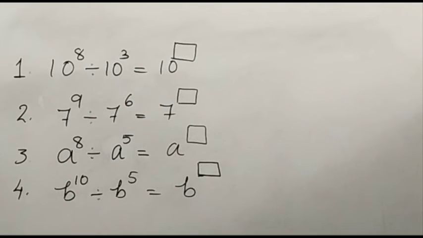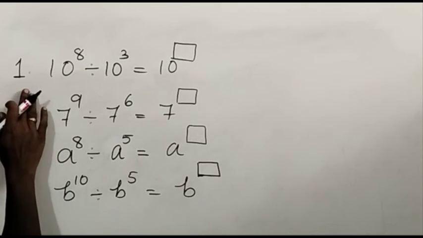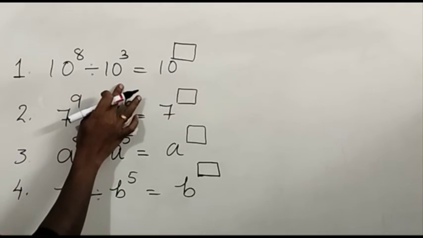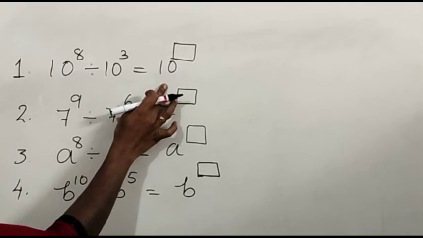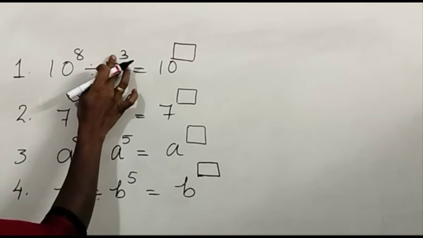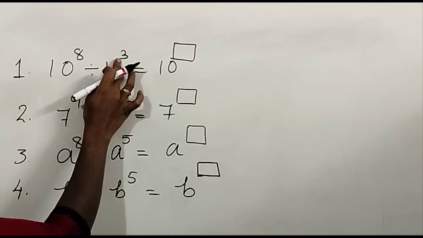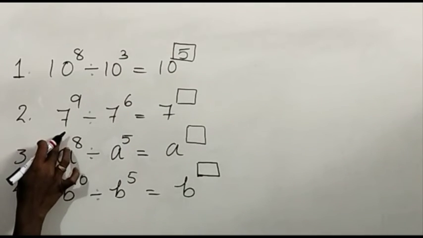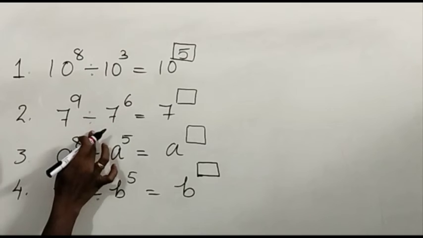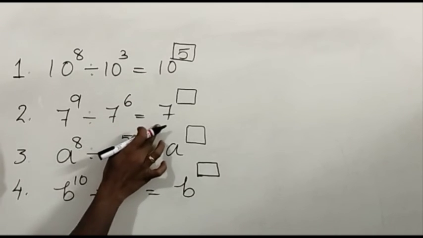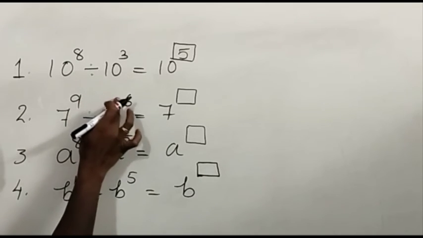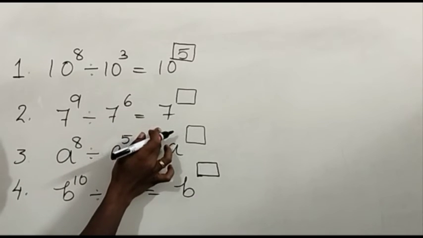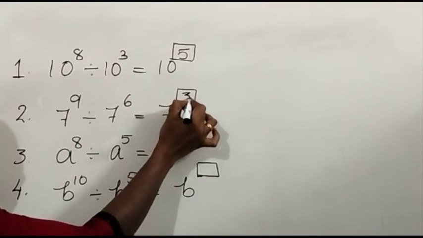So dear children, can you answer quickly? First one, 10 raised to 8 divided by 10 raised to 3 is equal to 10 raised to the blank. Take the difference between the powers, 8 minus 3 is 5. So the answer is 10 raised to 5. Second question, 7 raised to 9 divided by 7 raised to 6 is equal to 7 raised to the blank. What is 9 minus 6? That is 3. So the answer is 7 raised to 3.